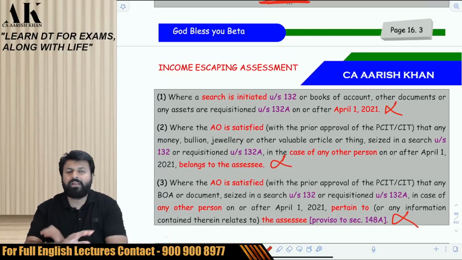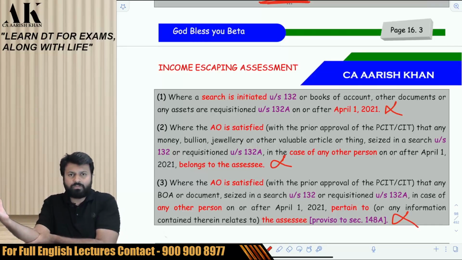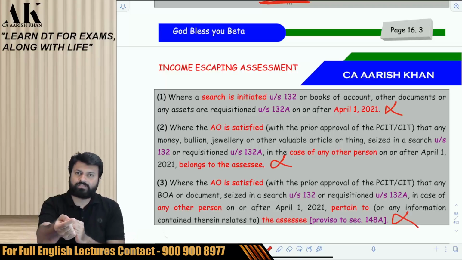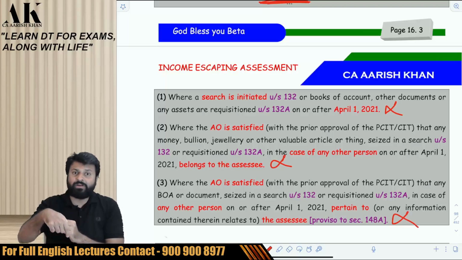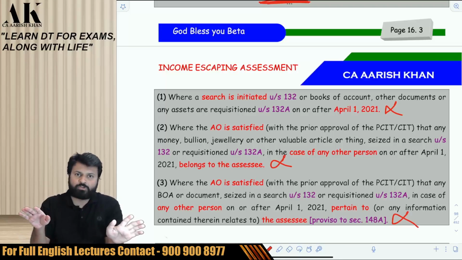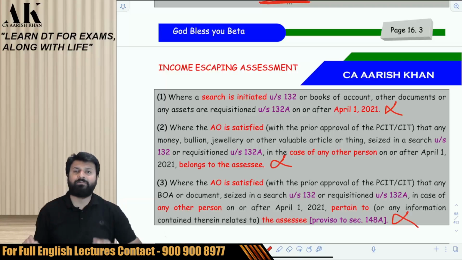It's complicated. Therefore, I'll just conclude once again for the last time for you all. The AO should have information that income chargeable to tax has escaped assessment. Now, what is his procedure? He has to first send you a notice under this section, that is 148A, give you an opportunity. But in these 3 cases, there is no need to give an opportunity. But is it necessary to give an opportunity in case of survey? The answer is yes. Opportunity is mandatory in survey.